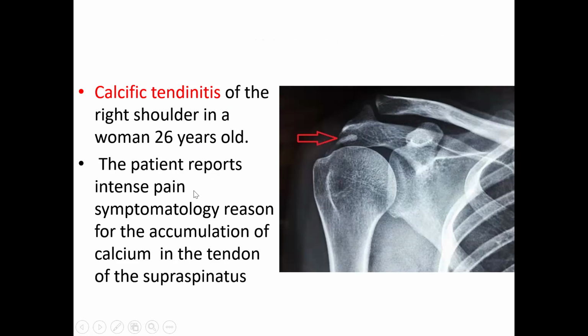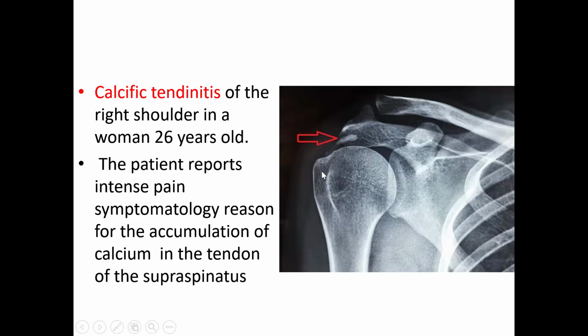Similarly, in the X-ray we can also see if there is calcification of the tendons. Specifically, the supraspinatus tendon is more prone towards calcification, and we can see here there is a cloudy appearance in that, and that is actually the supraspinatus tendon, calcific tendonitis.